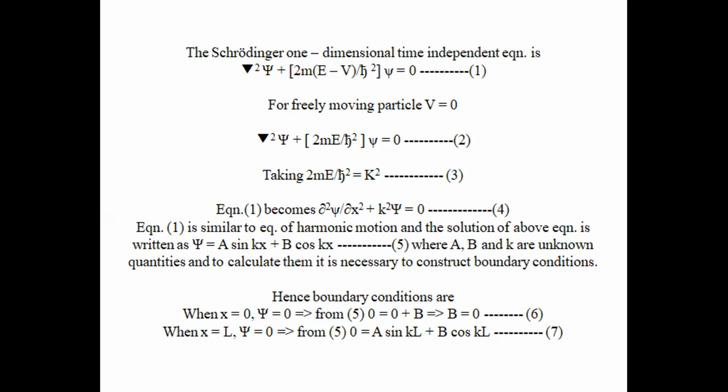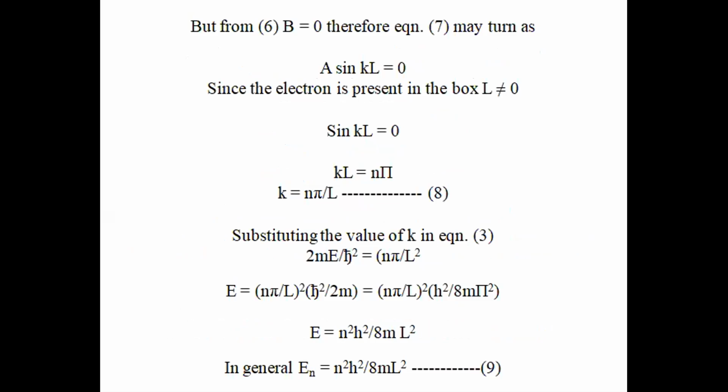And at x equal to L, psi is equal to 0, the other boundary condition. Applying this, a sin kL plus b cos kL is equal to 0. Since b is equal to 0, a sin kL will be 0. Here a cannot be equal to 0, so obviously sin kL is equal to 0. kL equals n pi, for all n pi values sin kL is equal to 0. So k equals n pi by L. Substituting the value of k in equation 3, 2mE by h square is equal to n square pi square by L square.